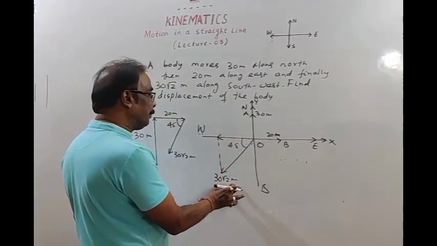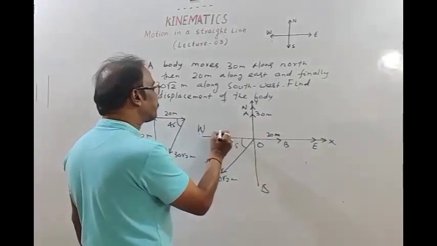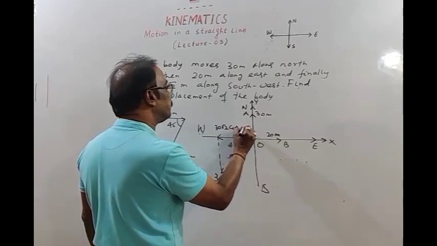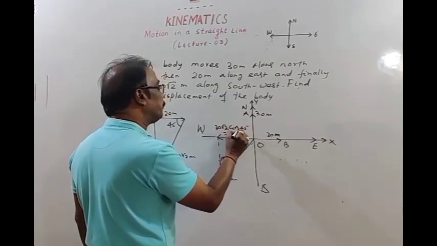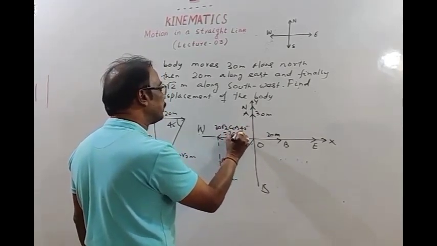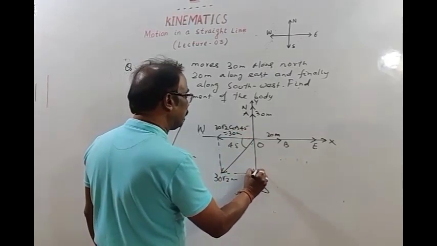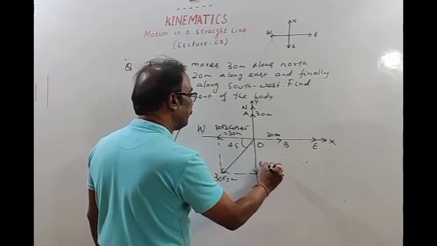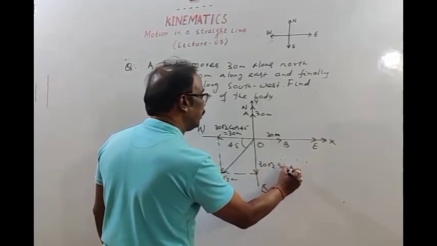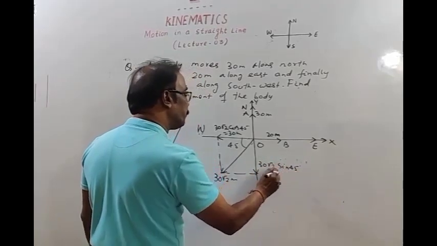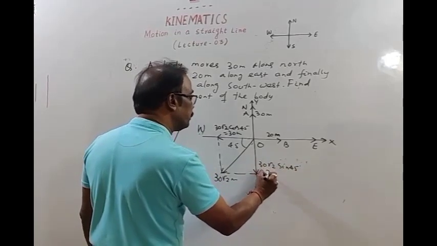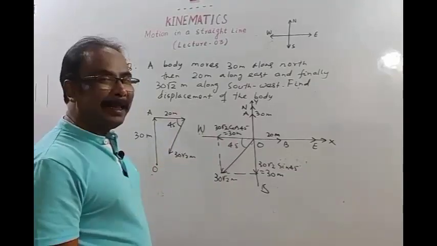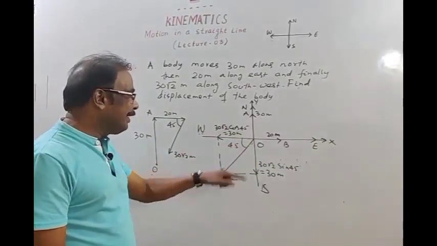The component of 30 root 2 meter along west is 30 root 2 cos 45. That's equal to 30 root 2 into 1 by root 2, which is 30 meter. Another rectangular component along south is 30 root 2 sine 45, again sine 45 is 1 by root 2, so the displacement along south is 30 meter. Another diagram is required to get the resulting displacement.